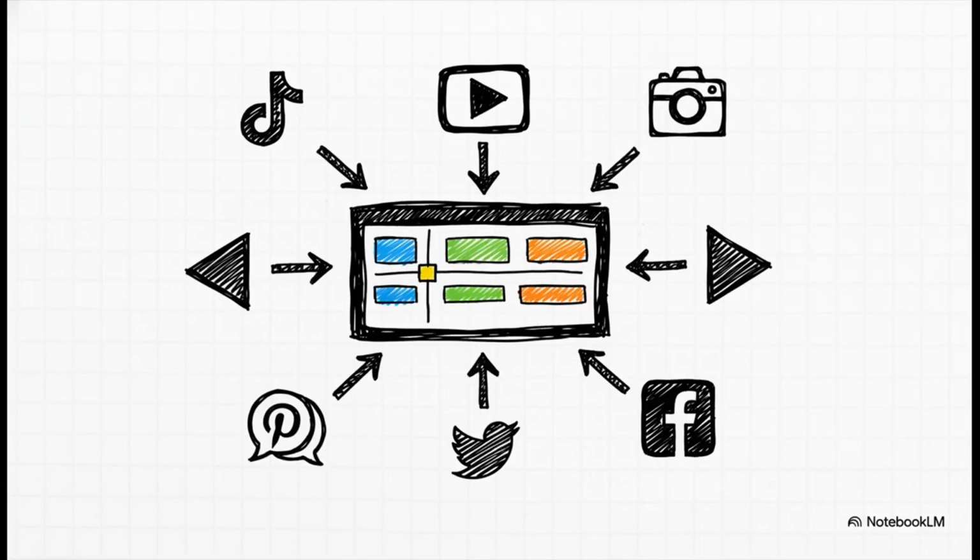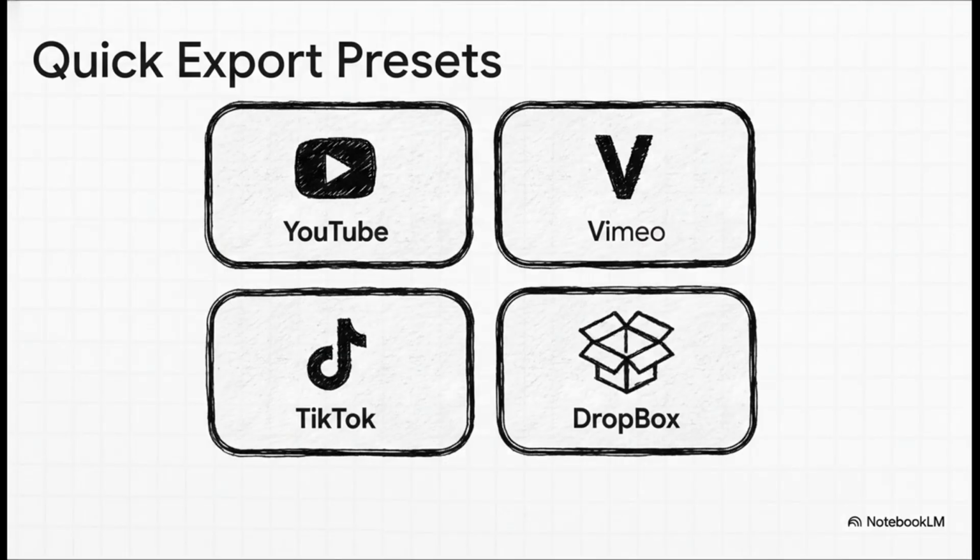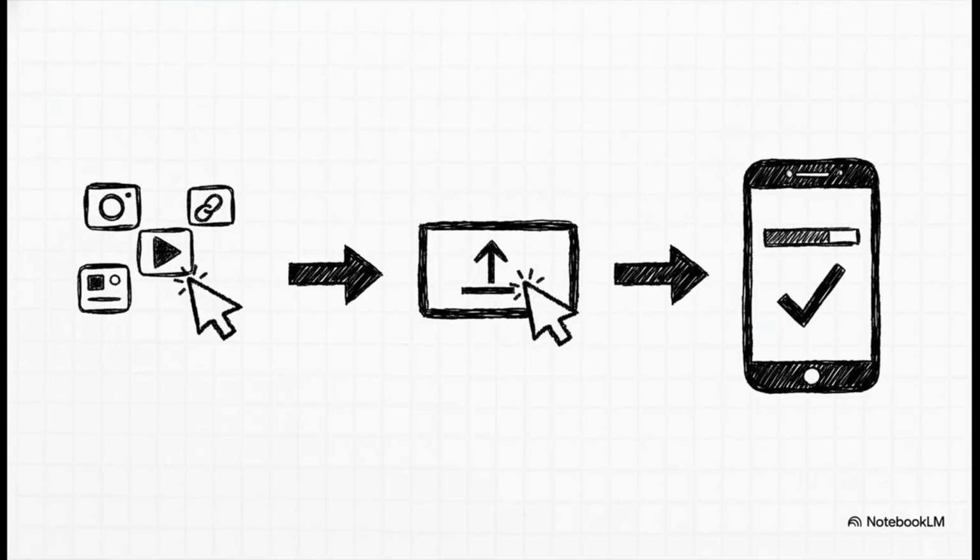And we're at the final step. Your edit looks great. Let's get it ready to share. The secret weapon here is quick export. It's designed to get your video online fast. As you can see, it has presets for YouTube, TikTok, all the big ones. No guesswork needed. So you just pick your platform, hit export, and you are literally ready to upload.